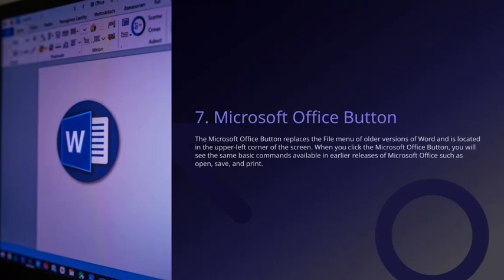Now, let's talk about the Microsoft Office button. This is a key change from older versions of Word, where you'd find the File menu. Instead, in newer versions, the Office button takes its place and is located in the upper left corner of the screen. When you click on it, you'll notice that it brings up a menu with the same essential commands you're used to, like Open, Save, and Print. These are the core functions that help you manage your documents efficiently.